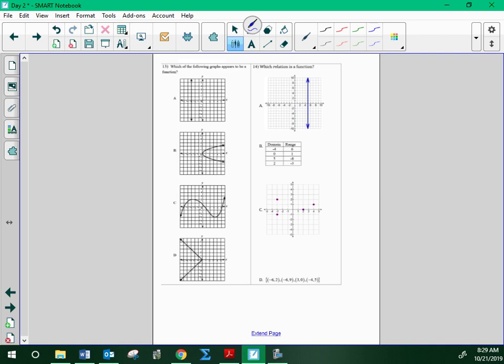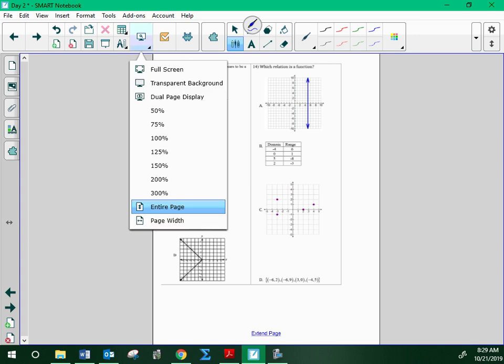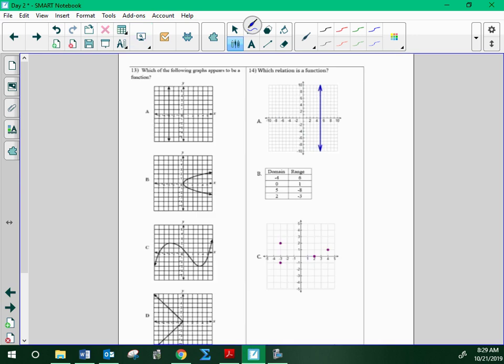Alright, so it says which of the following graphs appears to be a function? And then for number 14, which relation is a function? Let's take a look at number 13 first. Again, when we're dealing with graphs, we want to do vertical line tests. So I'm going to go ahead and bring up a vertical line here. You can just use your pencil.